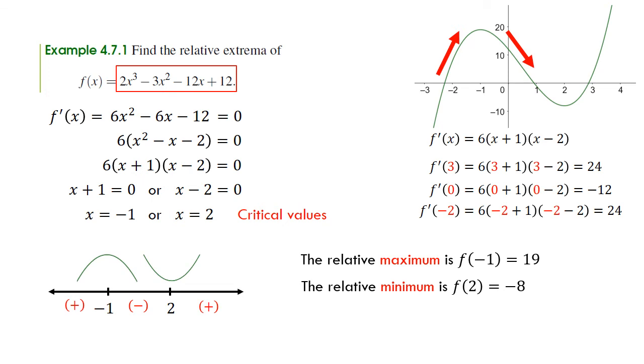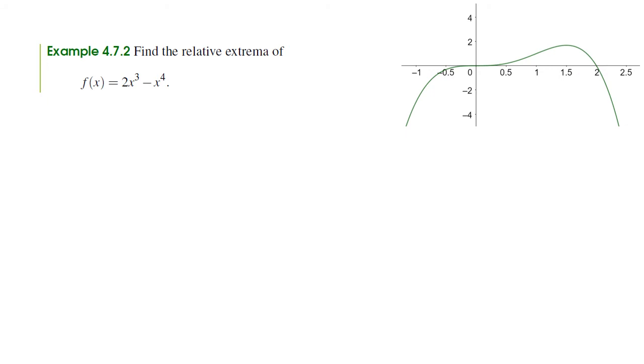So the function has a relative maximum here. And the function is decreasing on the left and increasing on the right of 2. So the function has a relative minimum here. Let's take a look at another example.